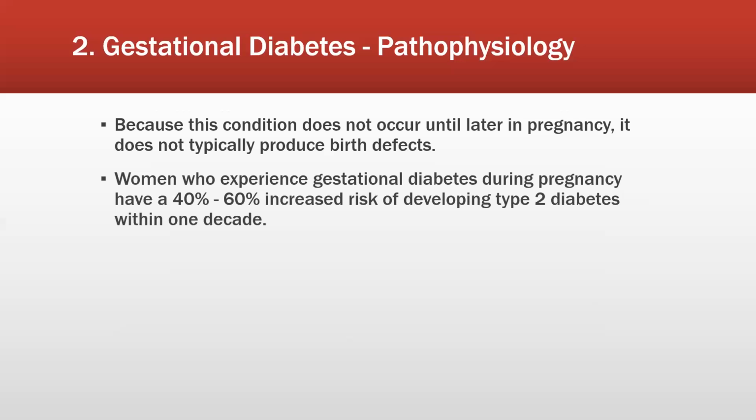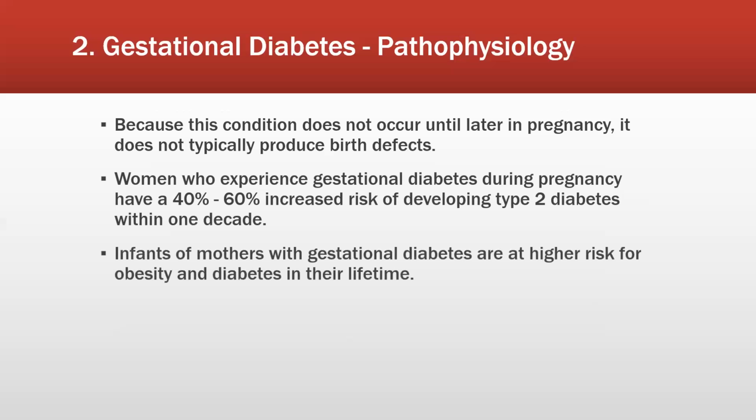Women who have experienced gestational diabetes during pregnancy typically have about a 40 to 60% increased risk of developing type 2 diabetes within a decade. Infants of mothers with gestational diabetes are at higher risk for obesity and diabetes in their lifetime. So as you can see, this creates a situation where there can be lifelong consequences if this condition is not managed.